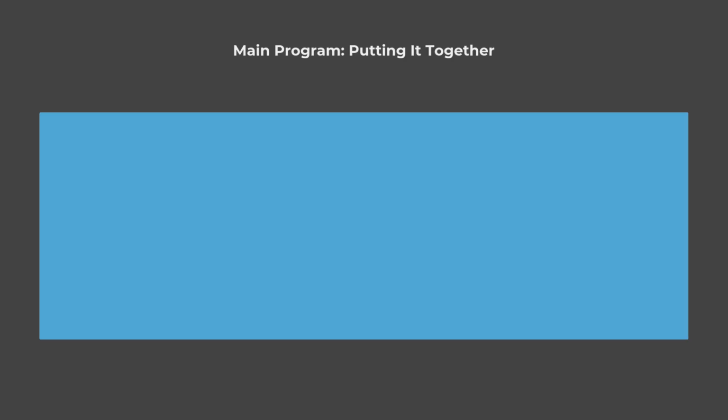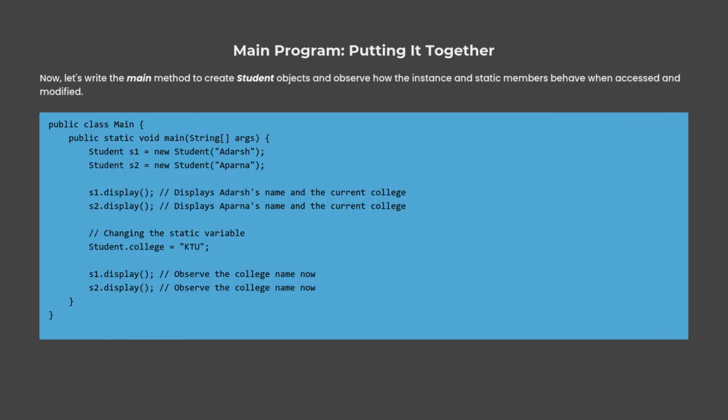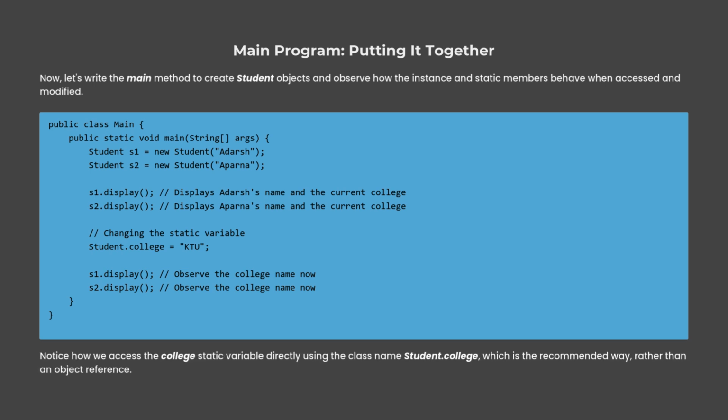Main program, putting it together. Now, let's write the main method to create student objects and observe how the instance and static members behave when accessed and modified. Notice how we access the college static variable directly using the class name, Student.college, which is the recommended way, rather than an object reference.